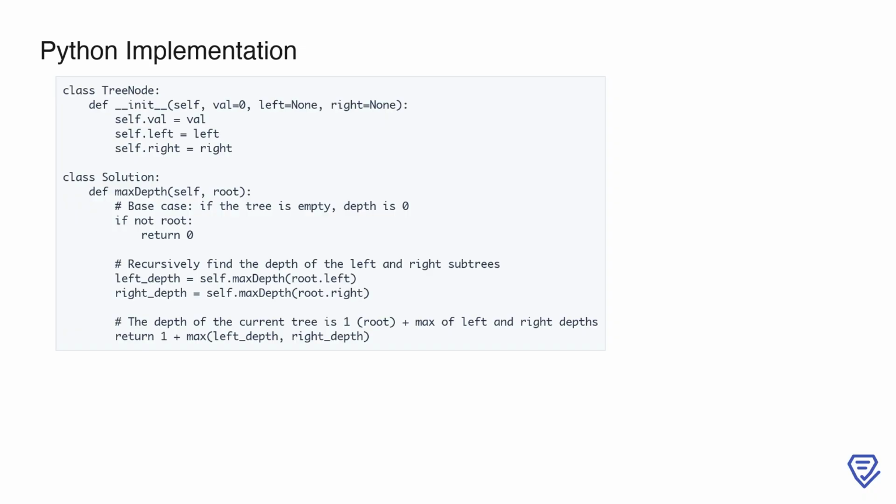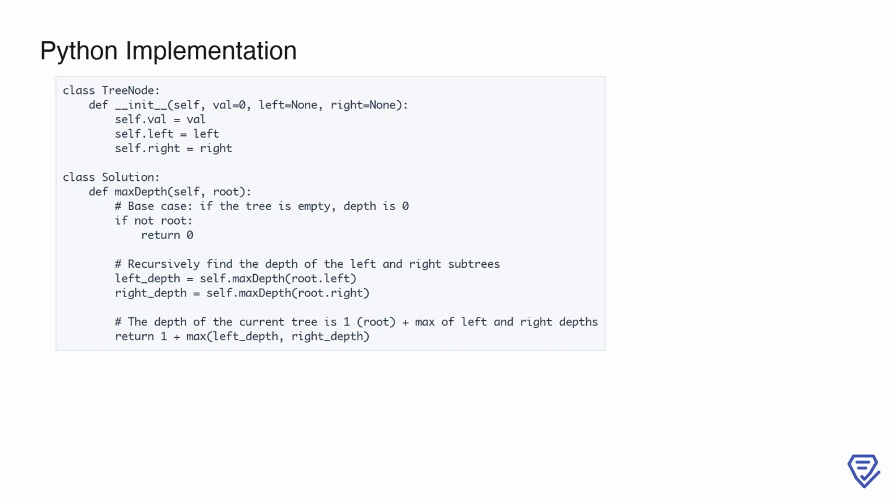depth-first search (DFS) approach. Let's break it down. 1. TreeNode class. The TreeNode class represents a single node in the binary tree. Each node contains a value, val, and pointers to its left and right child nodes, left and right. 2. Solution class. The maxDepth function resides within the Solution class. This function calculates the maximum depth of the binary tree.